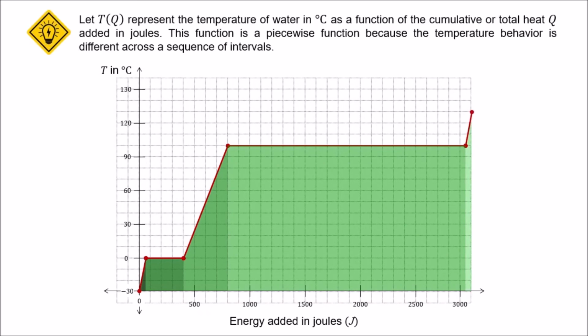Now we'll let T of Q represent the temperature of water in degrees Celsius as a function of the cumulative or total heat Q added in joules. This function is a piecewise function because the temperature behavior is different across a sequence of intervals.